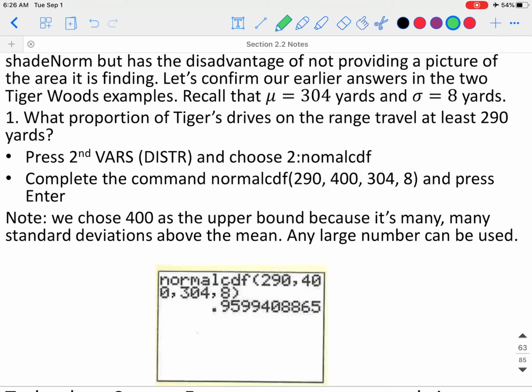Now, your lower bound is going to be 290, and we want to find something larger than that. You're going to pick a number that is much larger than that, so we can go ahead and pick that to be 400. Our mean is 304. Our standard deviation is 8. We can close that command and press enter, and it will give us an area of about 96%.